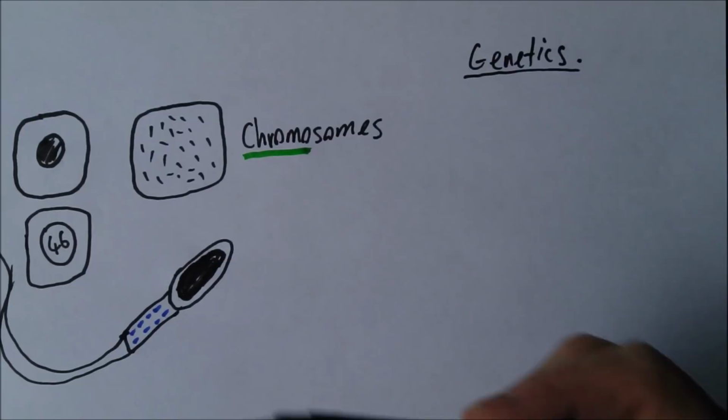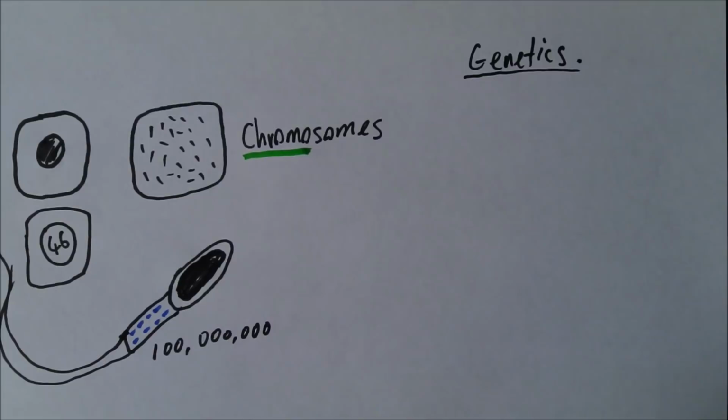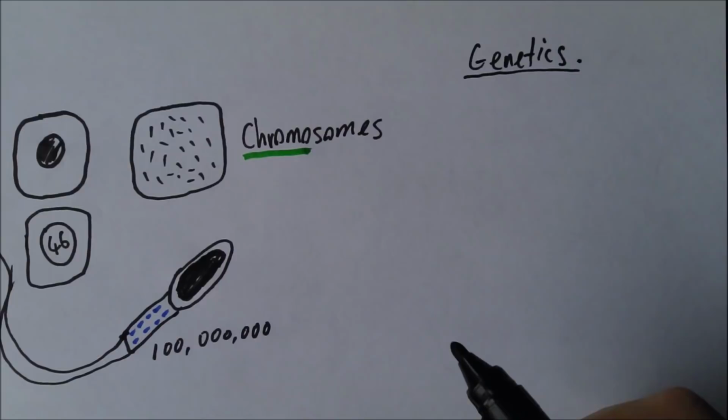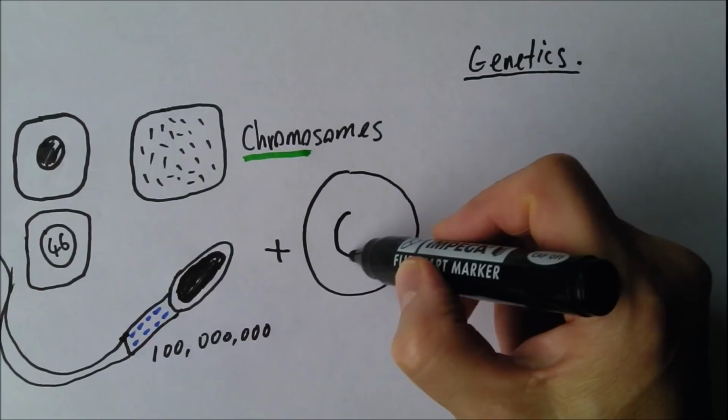And men perhaps produce 100 million of these a day. Depends how often you use them, but these are produced in huge amounts, maybe 100 million a day. And a single ejaculation can contain significantly more than 100 million sperm. And to get a new life, we need to combine this with one of the largest cells in the body, the female ovum. Here we have the female ovum.